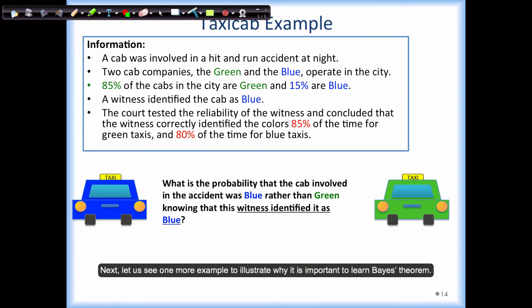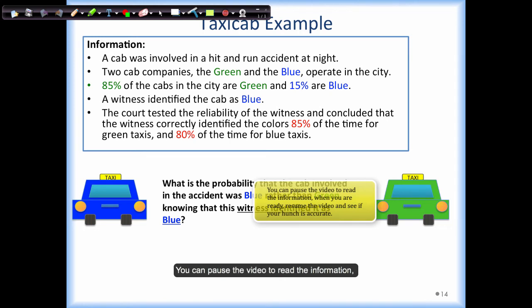Next, let us see one more example to illustrate why it is important to learn Bayes' theorem. Read this problem description, and before you calculate an answer, use your hunch to guess a range of the probability. You can pause the video to read the information. When you are ready, resume the video and see if your hunch is accurate.